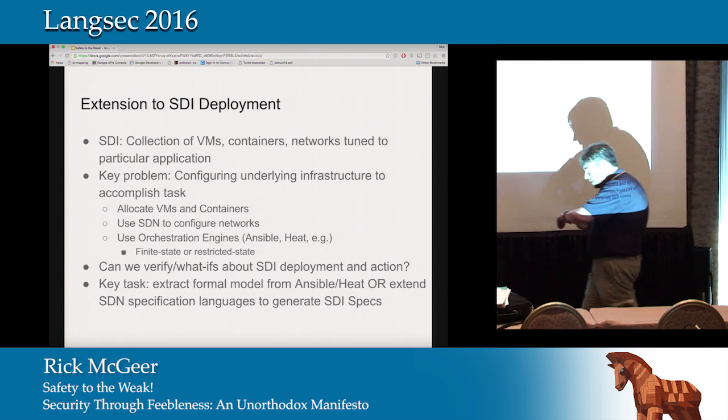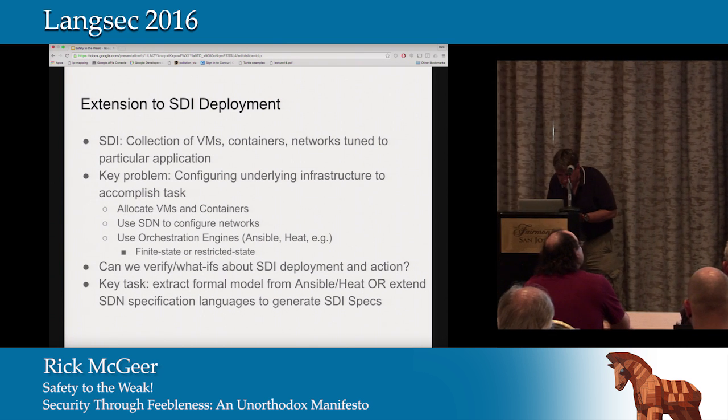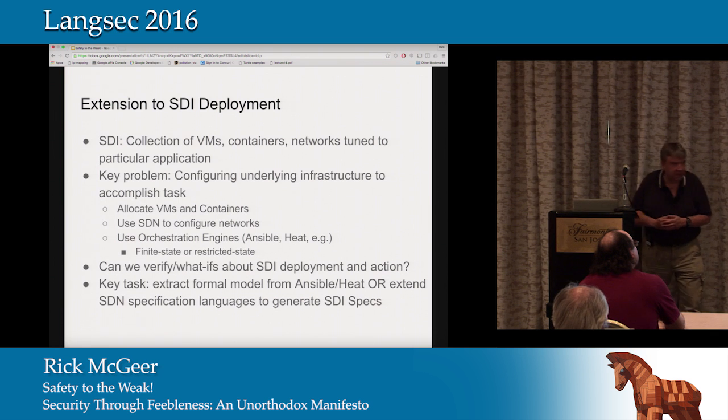Okay, we're moving beyond SDN to SDI. And I've been going, 10 seconds. It doesn't tell me much.